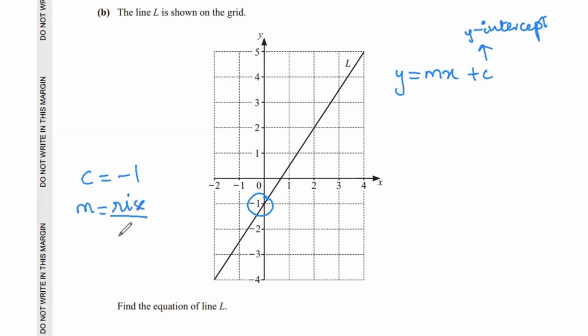So our rise over run is, if we pick this and this, our rise is 3 and run is 2. So that's 3 over 2. So y equals 3 over 2 x minus 1. That is our equation of the graph.